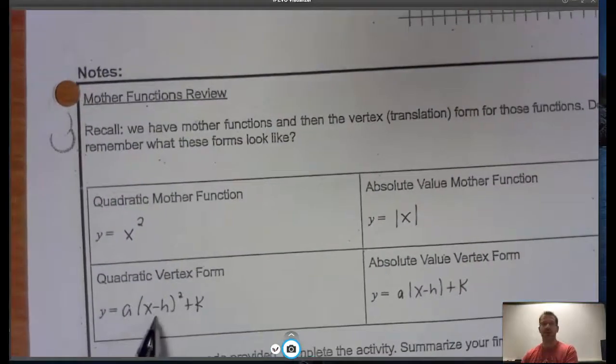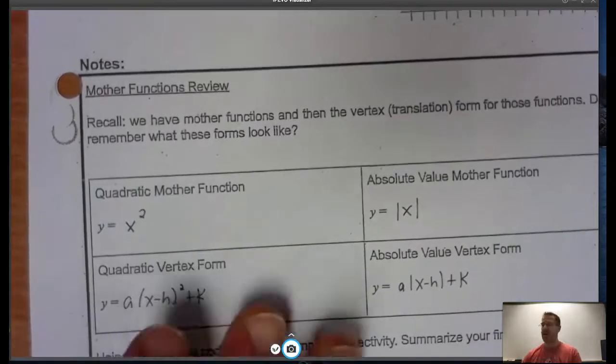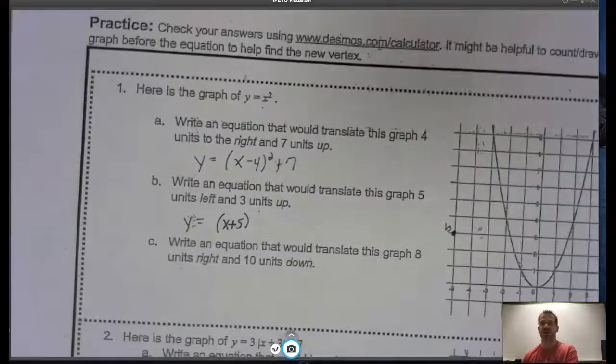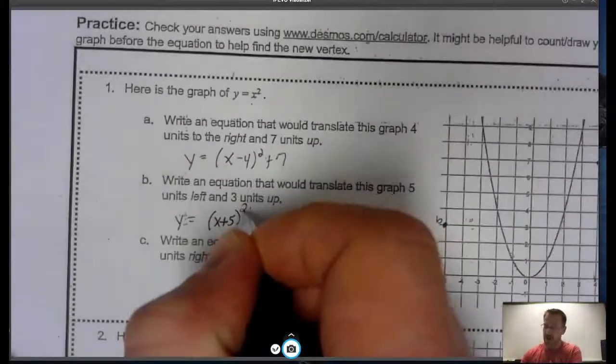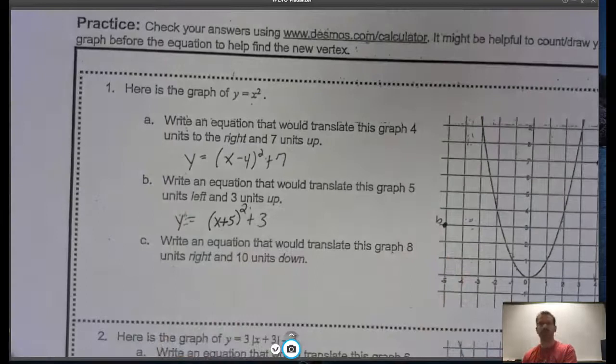So if we go back to our formula here, this negative is part of our vertex form. So when h is a negative value, it's going to make that a positive sign on the inside of our parentheses or absolute values. And then up 3 would be that guy.